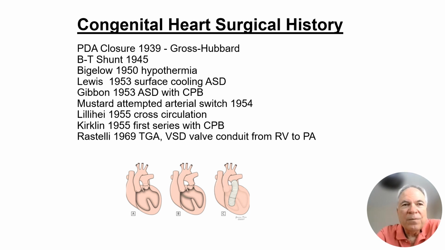In 1954, Mustard attempted doing an arterial switch using monkey lungs as an oxygenator, and Lillehei did cross circulation in 1955, which really showed that congenital heart defects could be fixed, and he had a very high success rate. Kirklin did the first large series at Mayo Clinic with cardiopulmonary bypass, and then in the 60s, Rastelli started using valve conduits, which allowed operations with single ventricles, like truncus arteriosus, to occur because they needed conduits to get blood from the right ventricle to the pulmonary artery.